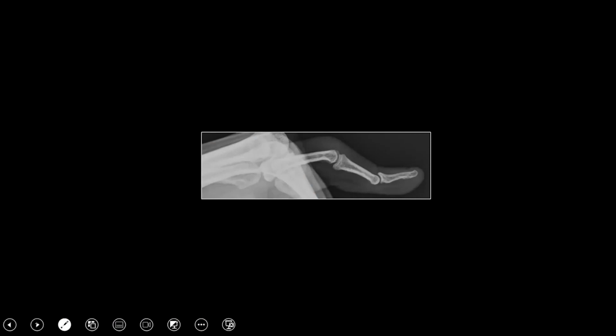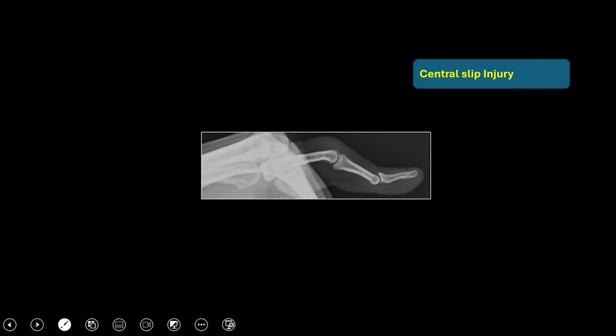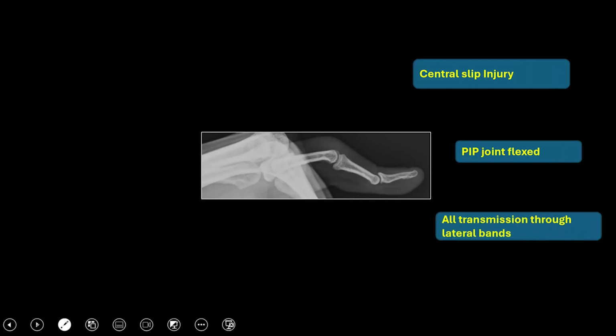So let's recapitulate the sequence of events that occurs when there is a hyperextension injury to the proximal interphalangeal joint, which is not treated on time or is treated suboptimally. Primarily you have the central slip injury. This leads to PIP joint flexion, because the central slip, which is the primary extensor of the PIP joint, is lost, and the lateral band causes the PIP flexion because of the hyperactivity of the flexor tendon.